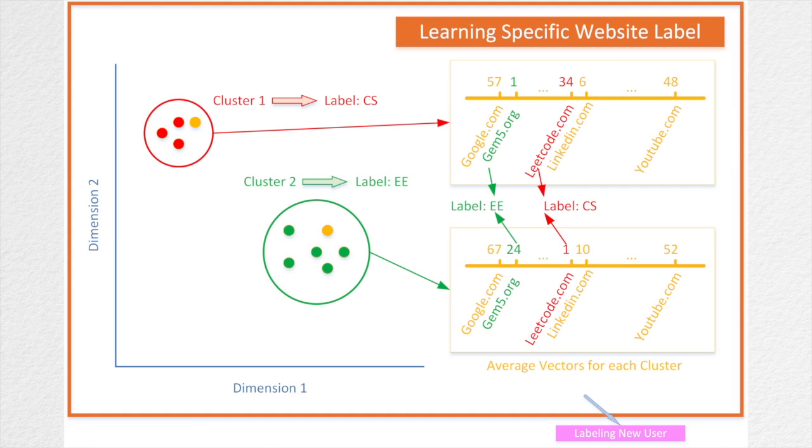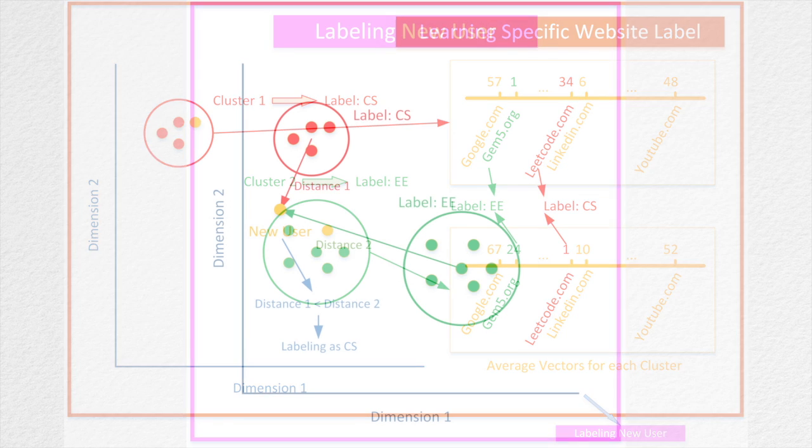If the average visit count value of a URL is significantly higher in one cluster compared to other clusters, we will label it the same label as the cluster it belongs to. We set this threshold value to 300%.